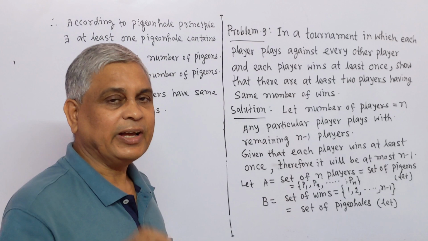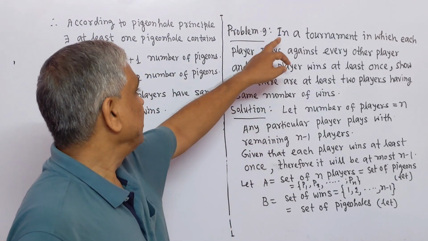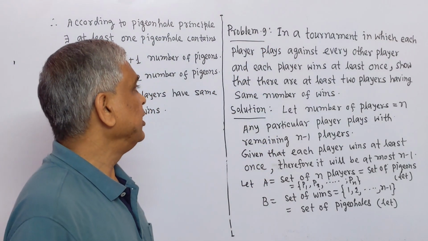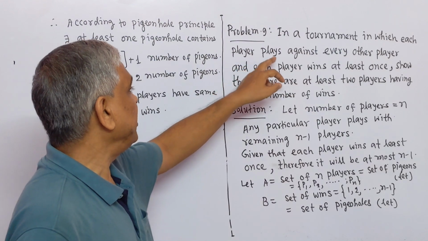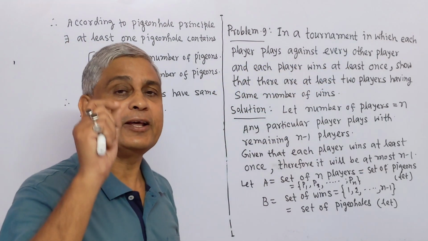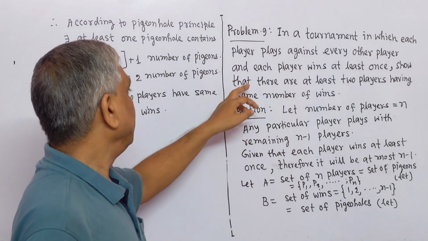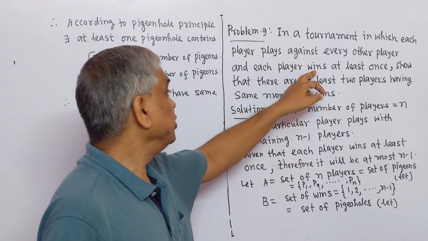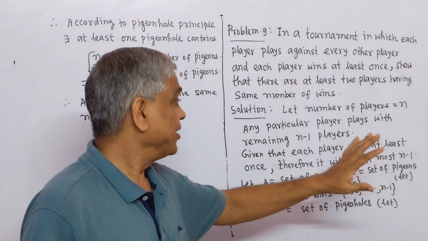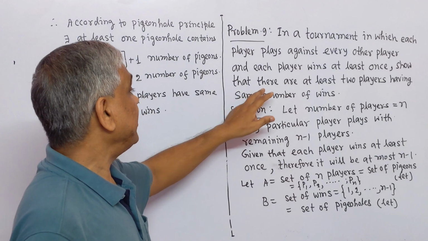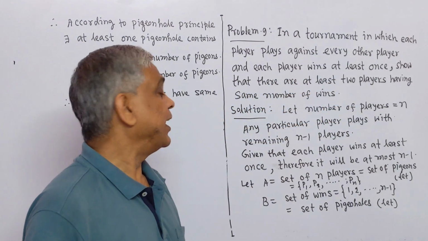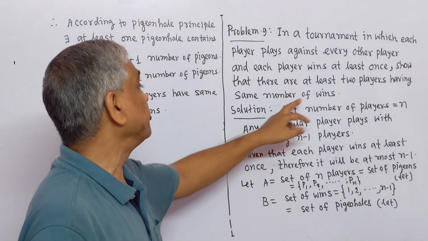Now we solve the next problem. The problem is: in a tournament in which each player plays against every other player and each player wins at least once, show that there are at least 2 players having the same number of wins.